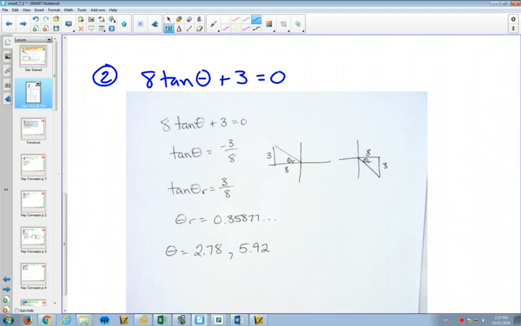So first of all, you'll get tan by itself. You should have got negative 3/8. If you want to draw the diagrams out, because tan is negative, it would appear in quadrant 2 or quadrant 4, and you could label your reference angles.